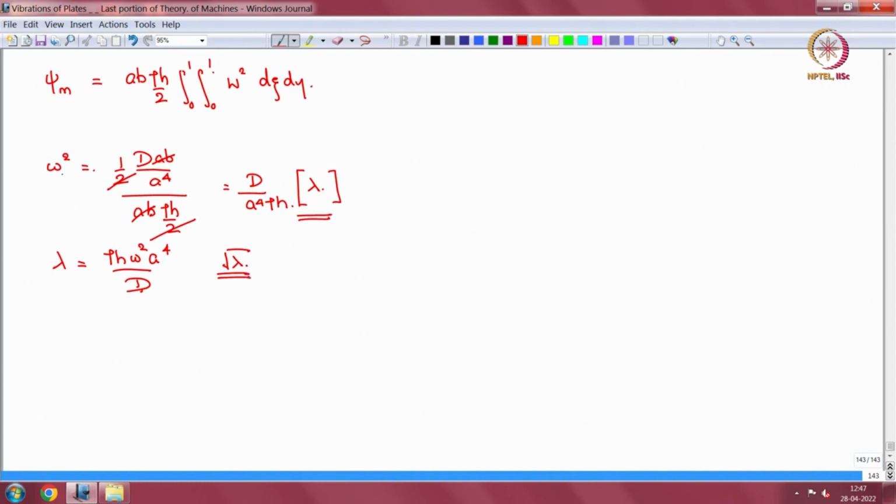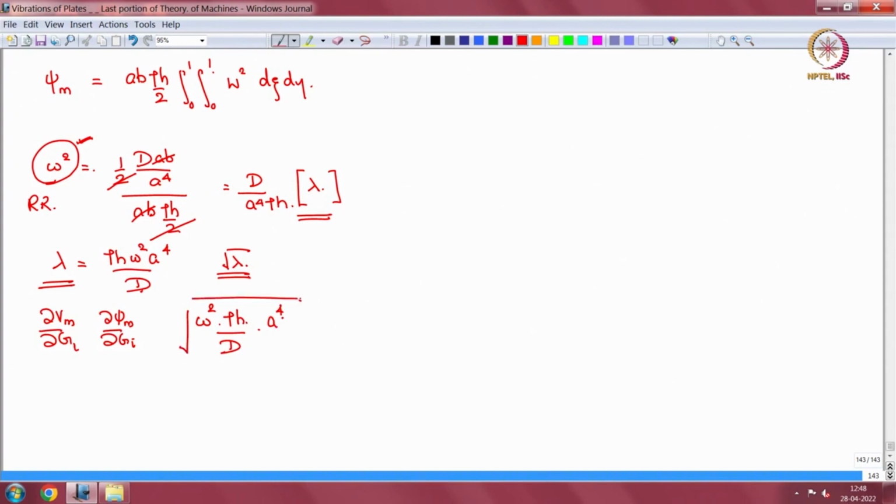So, if you first find the omega square using the Rayleigh Ritz method, that means del Vm by del ci and del psi m by del ci, if you do this method and finally get your omega squared, then the form of the frequency term presented in the paper is you multiply this omega square by rho h divided by d and multiply by a fourth and take a square root. That is what is listed in the paper.